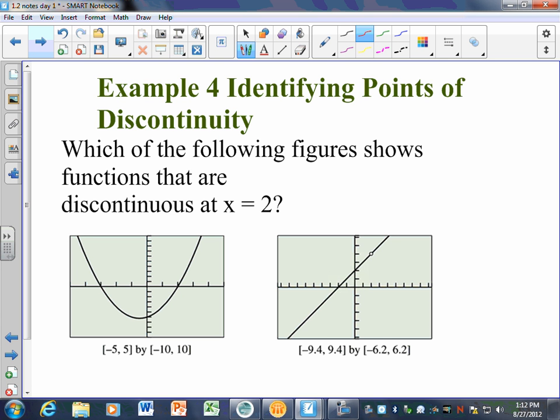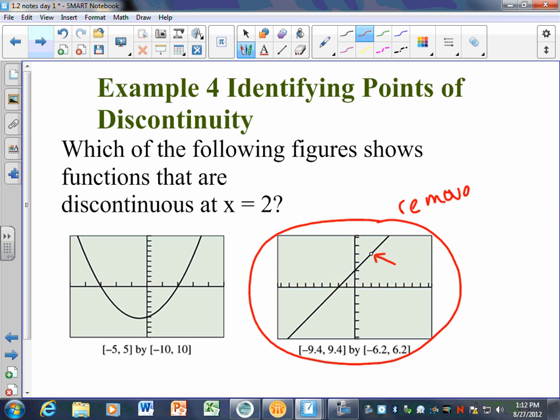Yeah, the parabola is continuous. We would never have to lift our pencil up. But this one, we have a problem right there at x equals 2. And what type of discontinuity would that be? A hole, but more specifically, what does the book call it? Removable. I always want to put an E in that, but it's not.